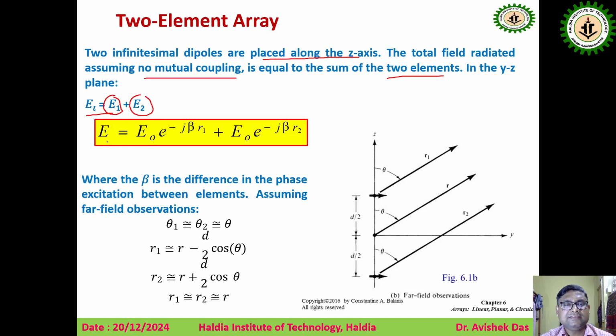So total E is equal to E naught e to the power minus j beta r1 plus E naught e to the power minus j beta r2. So what are this r1 and r2? If you see the far field figure, r1 is equal to this one, and r2 is equal to this one. So this one is the total radiation of the 2 element array, right?